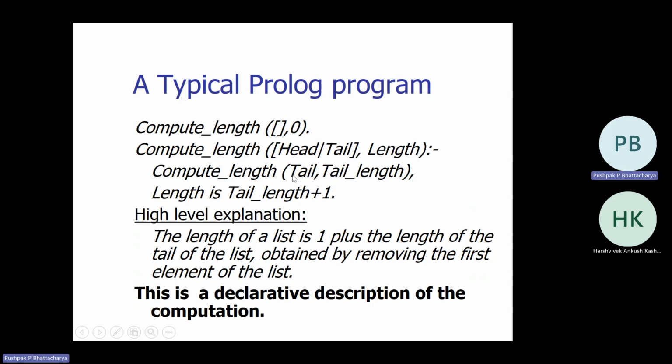Then the computation will come here. Tail is now the list 3, list, not the element 3. So here again, the function will be called recursively. 3 will get bound to head and tail will get bound to the empty list. Now this predicate will be satisfied and it will return 0.